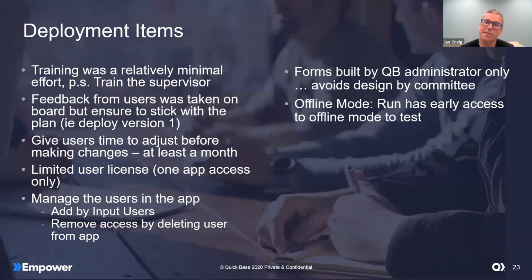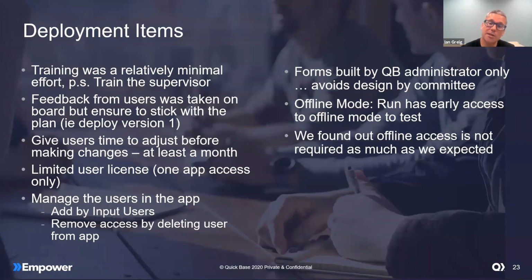There's an offline mode for QuickBase, and we have early access to that, and we thought it was actually going to be an essential part of being able to implement the system, particularly with wind farms, because they are located in remote areas, and we thought internet access was going to be an issue. And we found it was not required as much as we expected. Over 90% complete their forms where they can. And if they can't, the extreme example for us is they just literally drive down the road and complete a form a little bit further down the road.